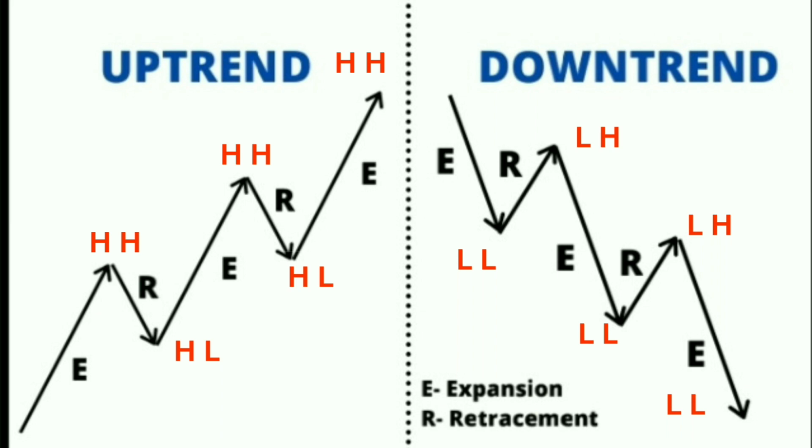As you can see in the diagram, uptrend and downtrend movement of the market. In an uptrend, the market is making higher highs and higher lows. In a downtrend, the market is making lower highs and lower lows. Expansion and retracement are shown in both of the cases with letter E and letter R.